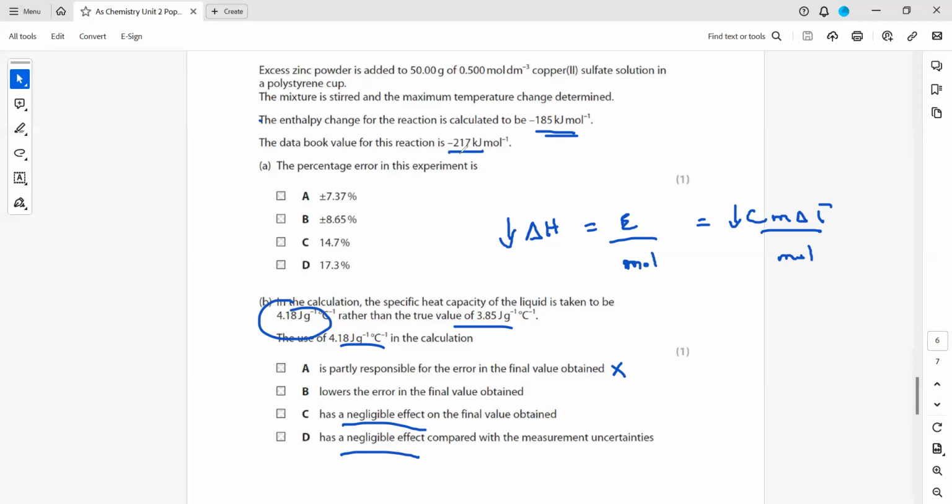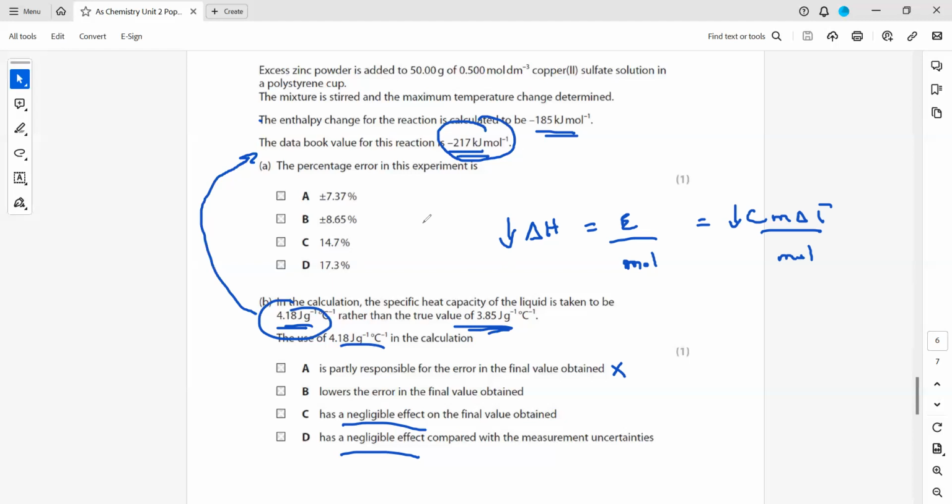And the data booklet value is 217. So in the calculation, the specific heat of a liquid is to be taken to be 4.18 rather than the true value, which is 3.85 joules per gram per degree centigrade. The data booklet value is given for considering that the specific heat is 4.18 in comparison to 3.85.